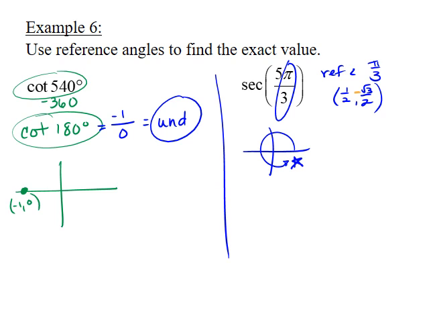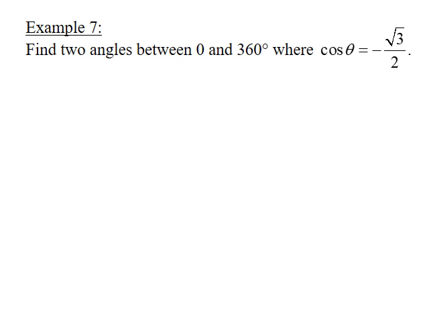If I want to find secant of 5 pi over 3, secant of 5 pi over 3 is the reciprocal of cosine. Cosine is 1/2, so this is equal to 2. There you have it. We're going to take this a little bit further. Same type of thing we've done, but just a step further.